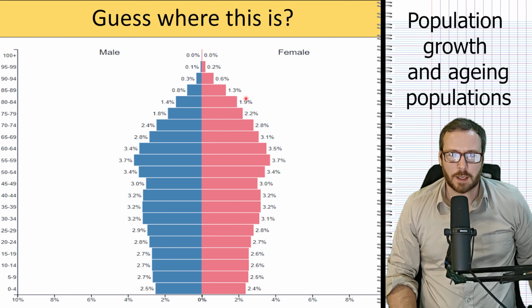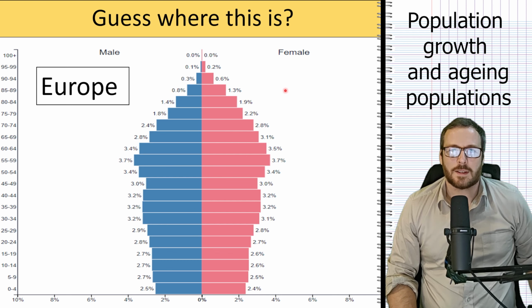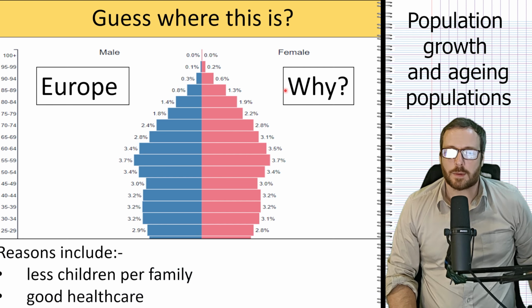More older people, fewer younger people. Guess where it is? It is Europe. Classic. Fewer children per family and good healthcare. That's why it looks like this.